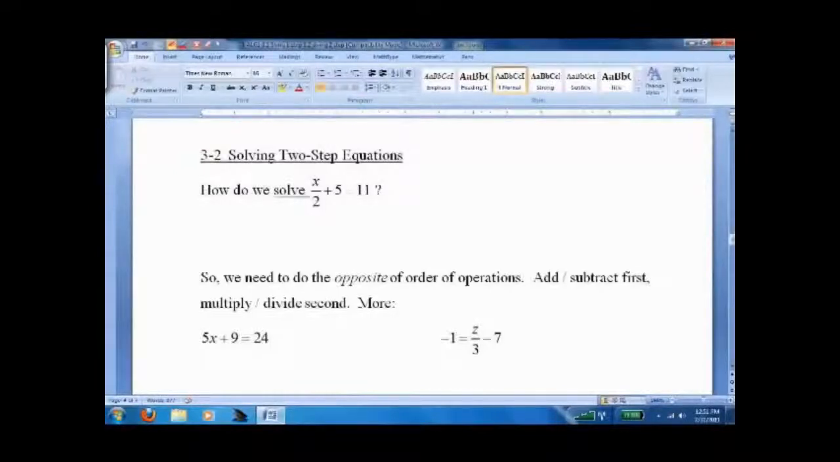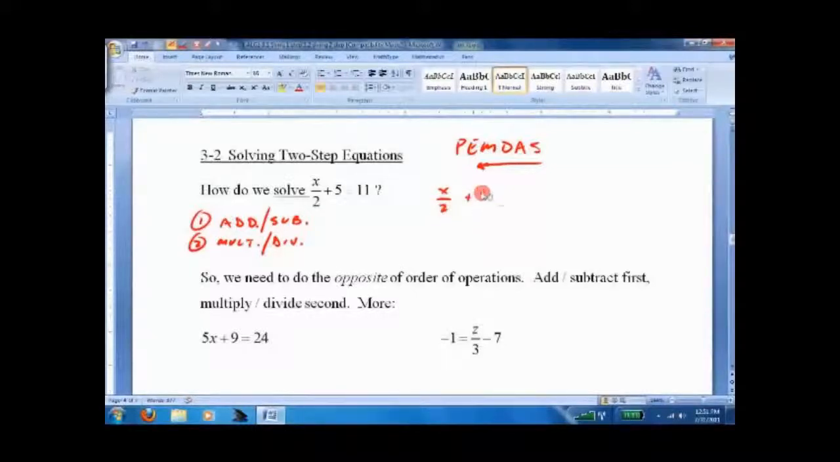Now one of the things we want to think about here is our order of operations, PEMDAS. And this won't hold all the time, but we're kind of doing things in the opposite direction now. So we do addition, subtraction first, multiplication, division second. So I'll rewrite the equation just so I have some room to work on it.